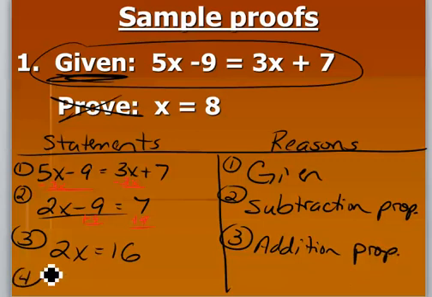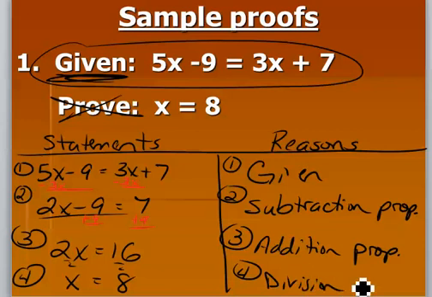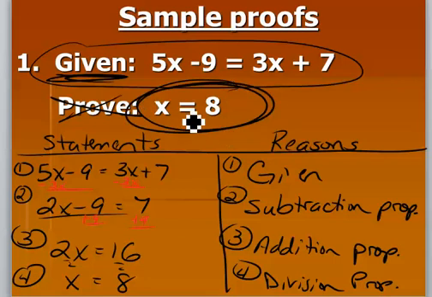Then if you solve the equation, we get x equals 8. And we would get that by dividing both sides by 2. So this is by the division property. And if you look, you know that we're done with the proof because we got what we were trying to prove. The proof is what you're trying to get to at the end by doing steps and giving reasons. My last statement exactly matches what I was trying to prove, so I know I'm finished.